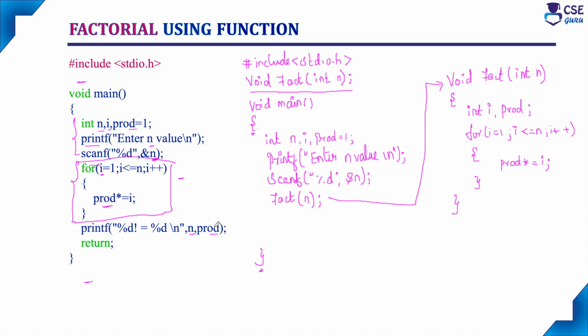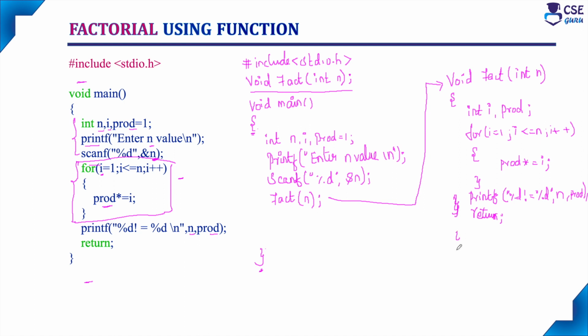After executing, we need to print the value. This print statement also we will include here itself. Printf %d factorial, that is n factorial is equal to the result, n comma product. And then finally the third part is return statement.